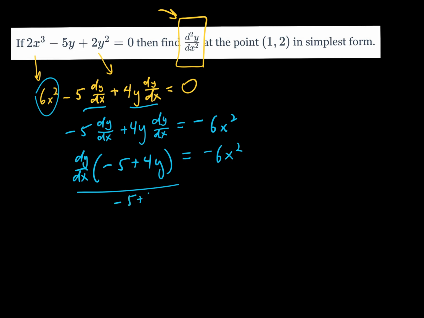What I'm doing here is nothing too new. Same pattern, right? Oh wait, let me fix that before I continue. That's a y, and then I have negative 5 plus 4y. Okay. That cancels with that, and here's our derivative. dy dx equals negative 6x squared over this.